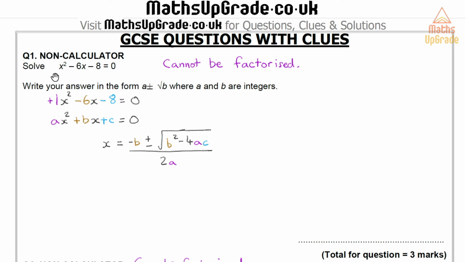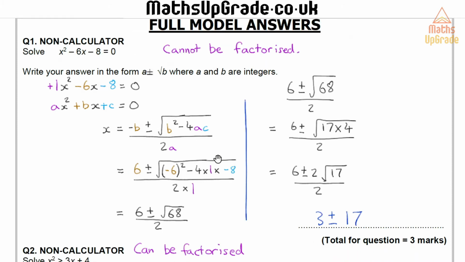First of all, we're going to find the coefficients of x squared, of x, and the term by itself, and then write them quite clearly above the formula, ax squared plus bx plus c equals 0. Then by inspection we can see the value of a is positive 1, the value of b is negative 6, the value of c is negative 8. Substituting those into the quadratic formula gives you this expression.